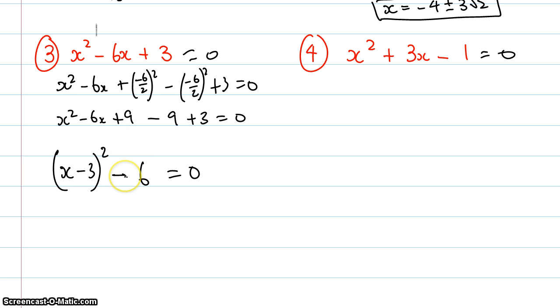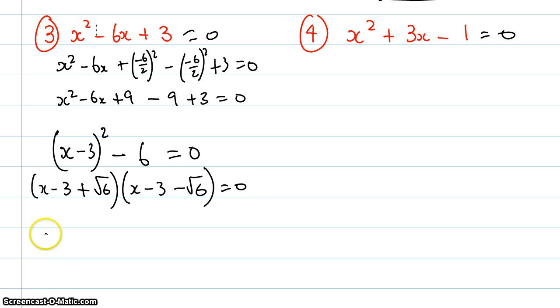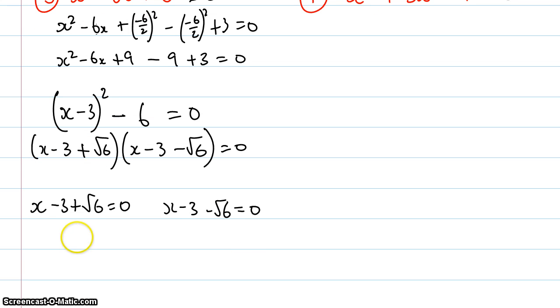Okay, minus 9 plus 3 is obviously negative 6. At this point we need to continue on and use the difference of two squares, so we get x minus 3 plus root 6, x minus 3 minus root 6. That all equals 0, and we end up getting x minus 3 plus root 6 is equal to 0, and x minus 3 minus root 6 is equal to 0. So I get x equals positive 3 minus root 6, and x equals positive 3 plus root 6.